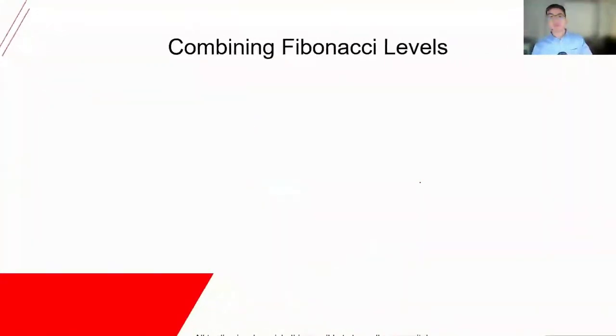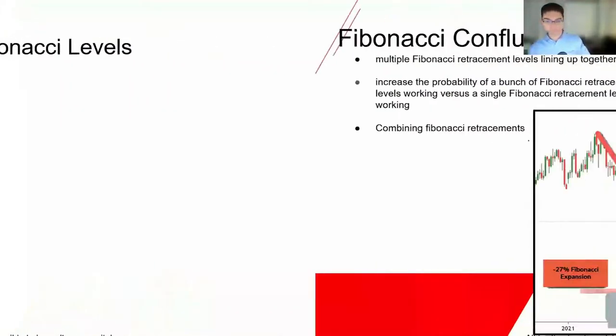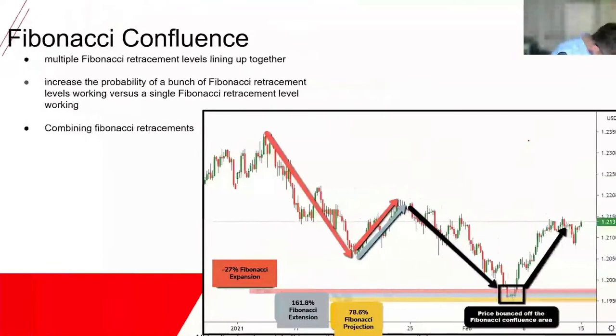Next, we are going through combining Fibonacci levels, for confluence in our trade. The trick is to find multiple Fibonacci retracement levels lining up together, so that you can increase the probability of a bunch of Fibonacci levels working versus a single Fibonacci level working. This is the definition of a Fibonacci confluence.